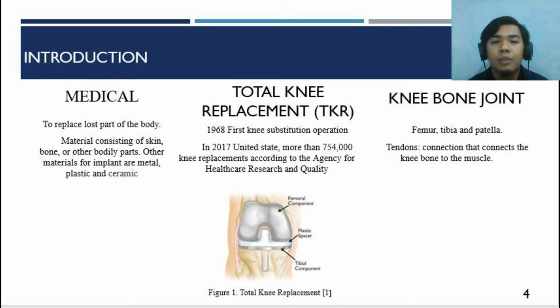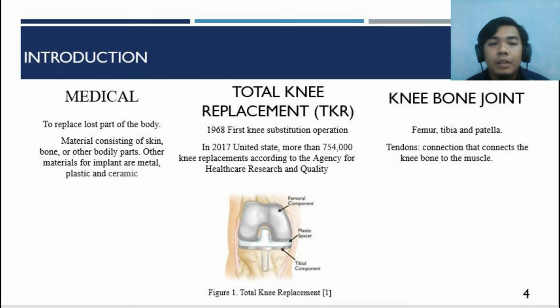According to the Agency for Healthcare Research and Quality, in 2017, more than 754,000 knee replacements were carried out in the United States. And in Malaysia, the first TKR operation was performed in 1970.